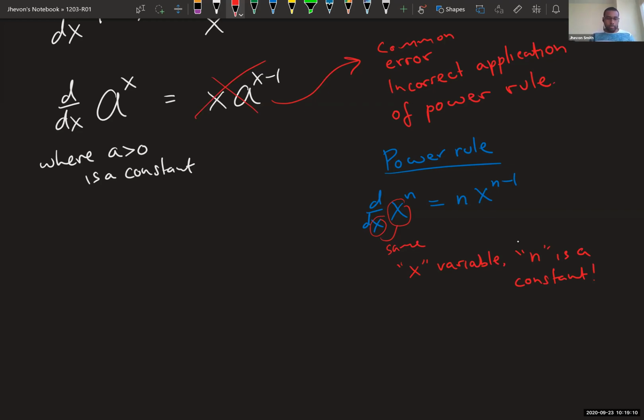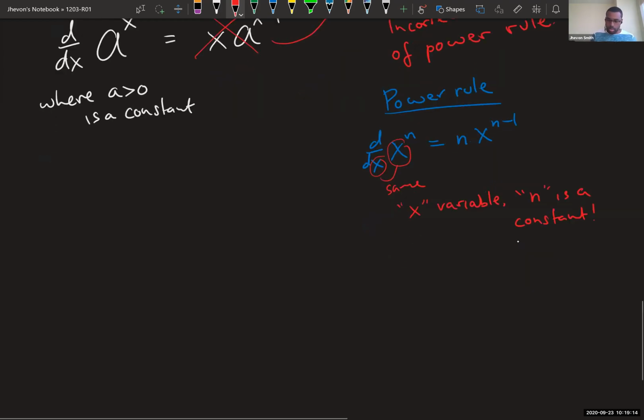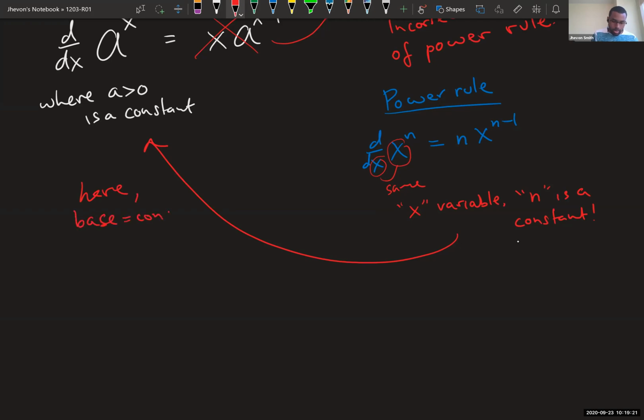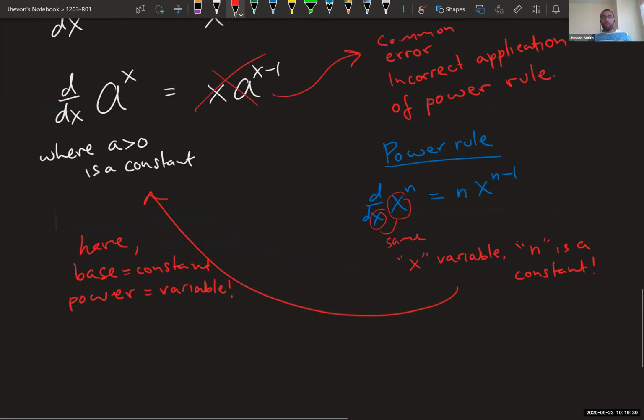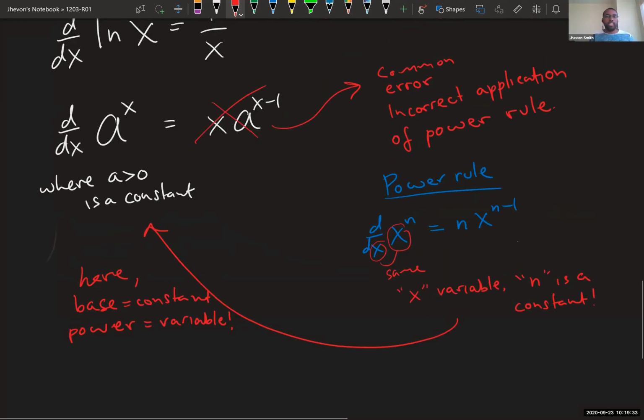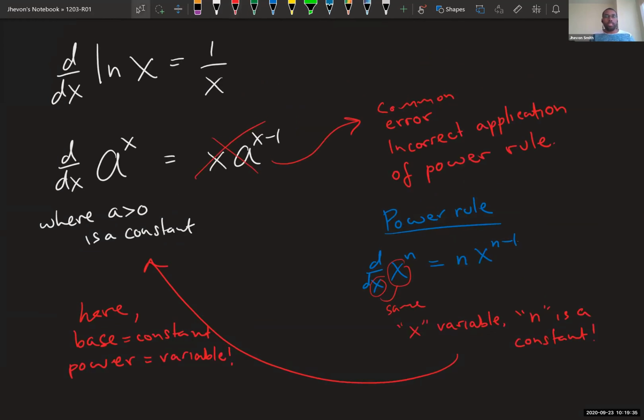In this case, the base is a constant and the power is a variable. So that's the danger of memorizing one part of a rule. If you just think, oh, the power rule means if I see a power, I move it down and subtract 1, you're going to end up in a lot of trouble in a lot of situations.